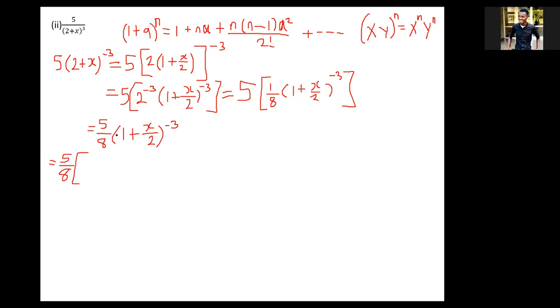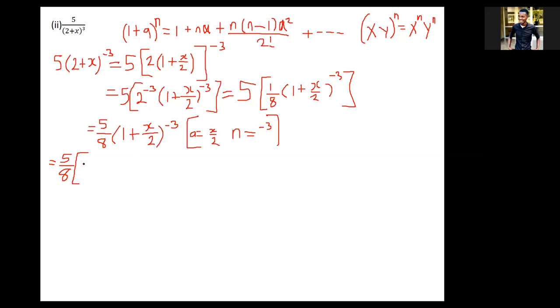And then I'll begin expanding this. So my A is equal to x over 2, and then my n is going to be -3. So in this expansion, where there's a, I'm going to be putting x over 2, and where there's n, I'm going to be putting -3. So I'll begin expanding this now.